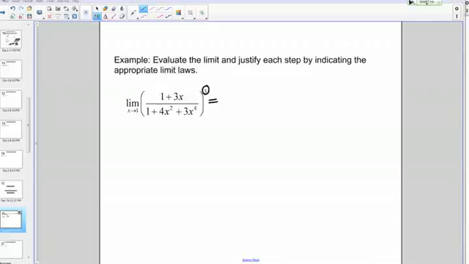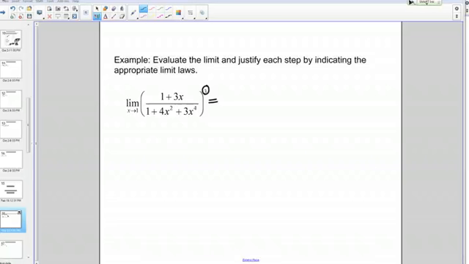Now that we've learned limit laws, let's actually put them into practice and evaluate the limit of a complicated algebraic expression. The directions in this case are to evaluate the limit and justify each step by indicating the appropriate limit laws. So basically we're just going to use the limit laws we learned to evaluate this limit.